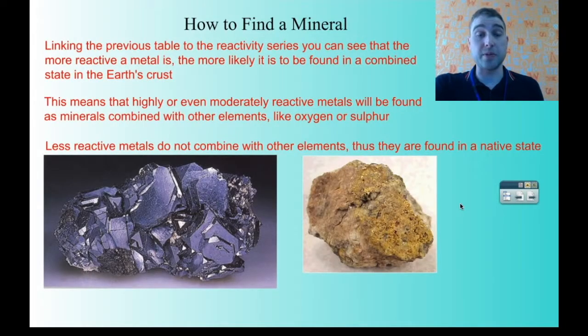So if we look at the table on the previous slide and the reactivity series, you can see that the more reactive a metal is, the more likely it is to be found in a combined state in the Earth's crust. And what I mean by that is it's more likely to have reacted with something in the environment. So highly or even moderately reactive metals can be found combined with other elements such as oxygen and sulfur. So down here, this is a picture of galena. This is where we get our lead from. So it's lead sulfide with other bits and pieces. So it's combined with sulfur in the environment.